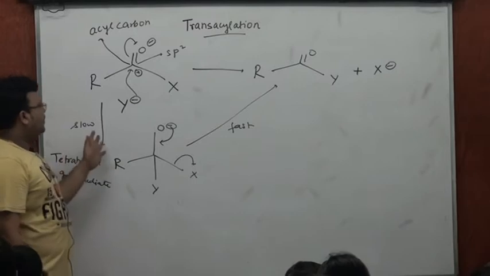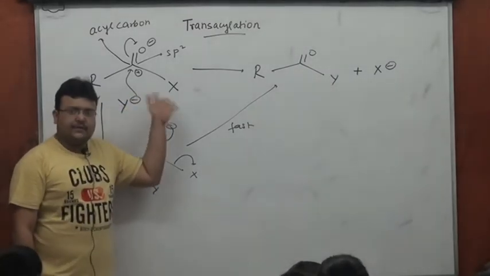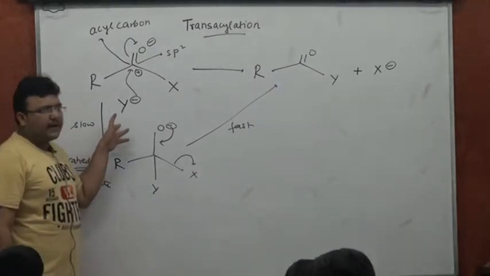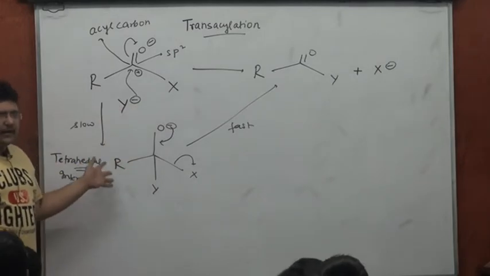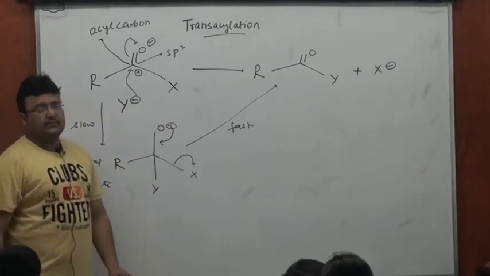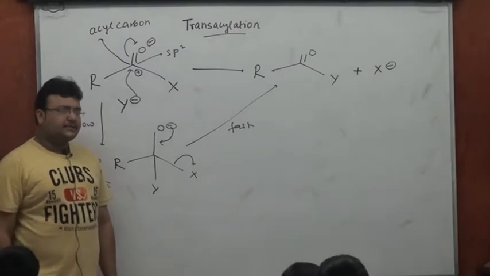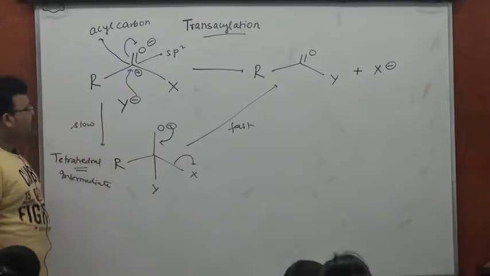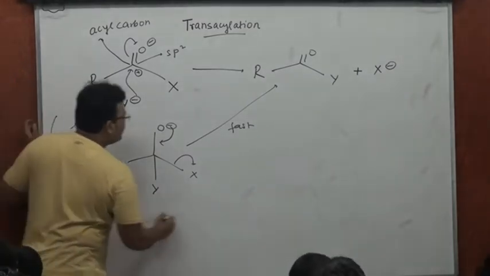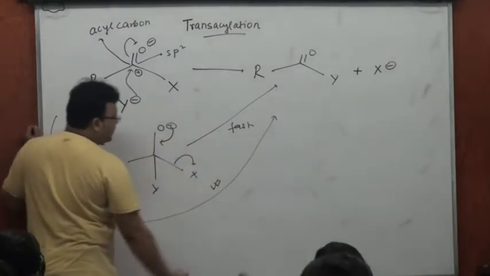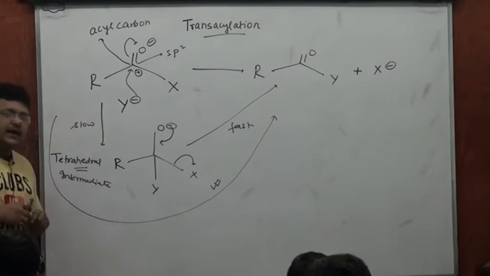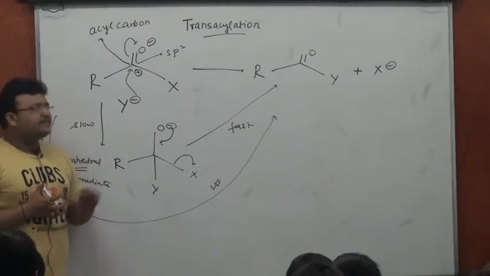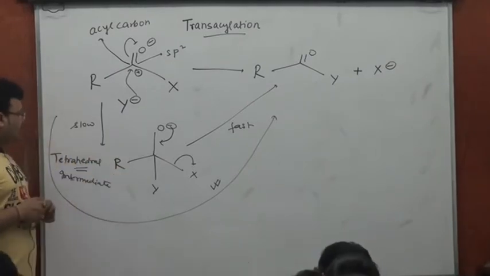The mechanism could be a one-step process where a Y minus is directly substituting X minus, or it could be a two-step process where the slow step is about Y minus, the nucleophile, attacking, forming a tetrahedral intermediate, the way we had for carbonyls, and this in the fast step losing X minus, producing the final product. We'll see that this is going to be the actual method, a two-step process through a tetrahedral intermediate. This is going to be the real mechanism. Transacylation will be a two-step process involving a tetrahedral intermediate.